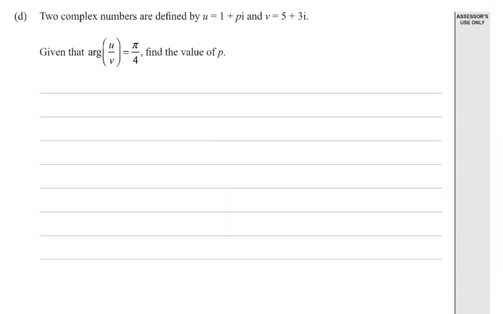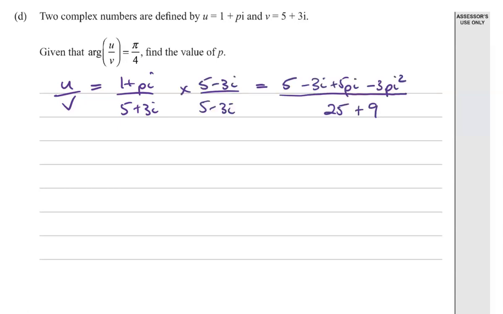Right, now part D, we've got these two complex numbers u and v, and we're told some information about the argument. Not just the argument, but the argument of u divided by v. So let's work out what u divided by v would look like. So this would be 1 plus pi over 5 plus 3i. Let's work that through by multiplying by the conjugate of the denominator, and we get the following when we simplify that. Okay, so expanding that multiplication, then simplifying, so we've got the real on the left and the imaginary on the right.